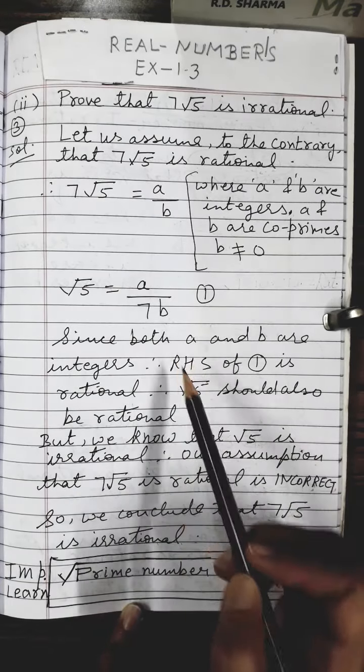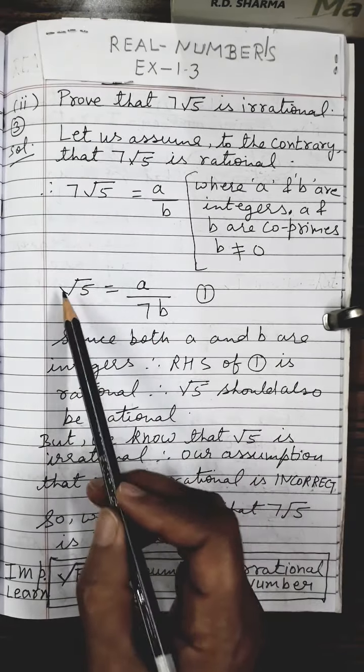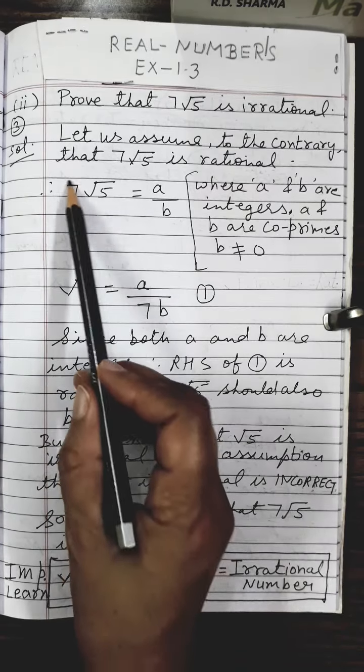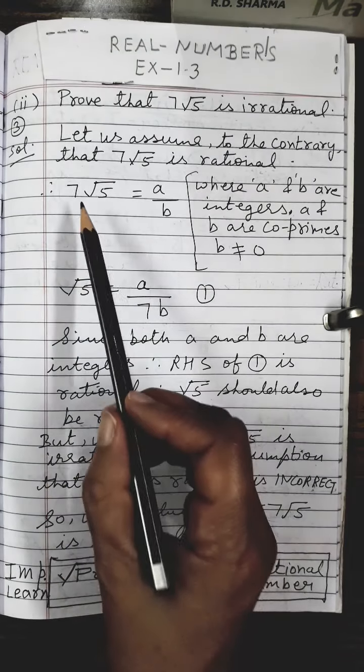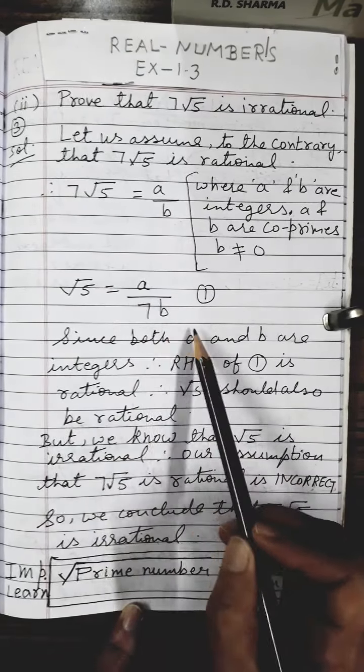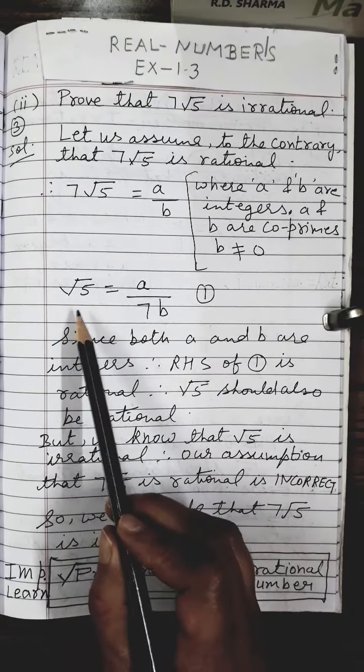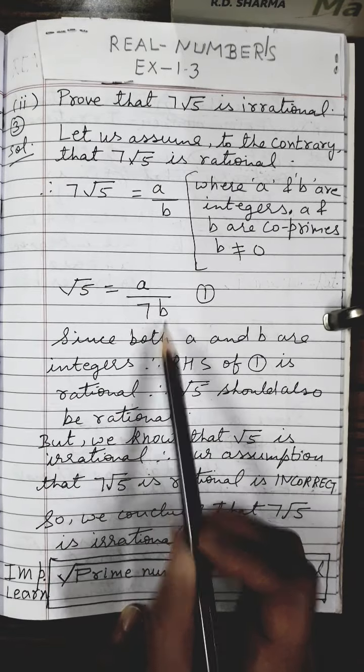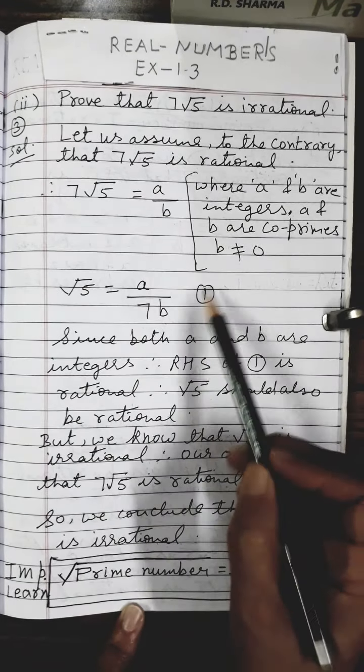Now what next? Our purpose will be to bring root 5 alone on one side. So I will have to remove 7 from the left side. If I remove 7, I will bring it on the right side in the denominator. It will come in the denominator and your equation becomes root 5 equals a upon 7 into b. This is your expression 1.